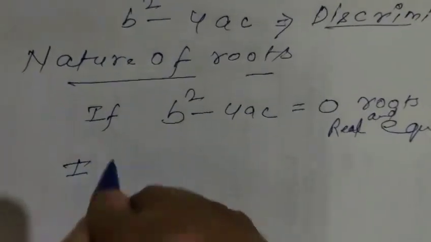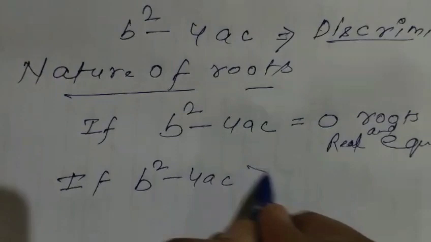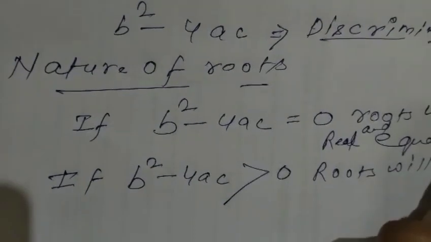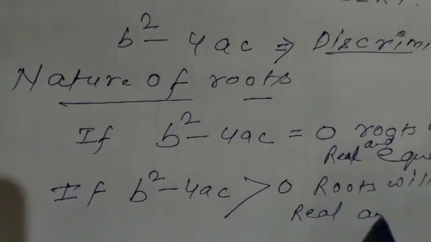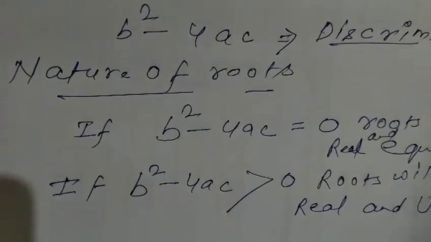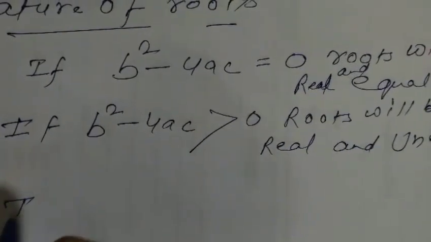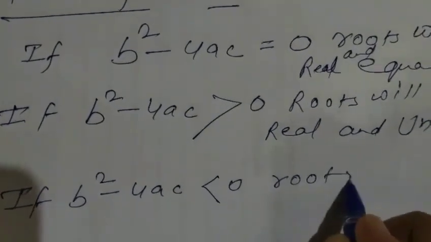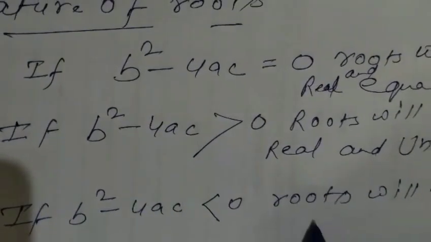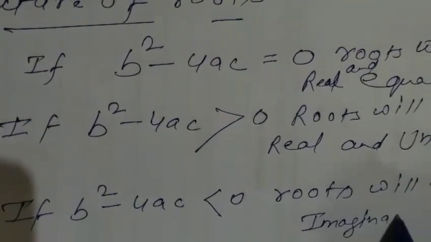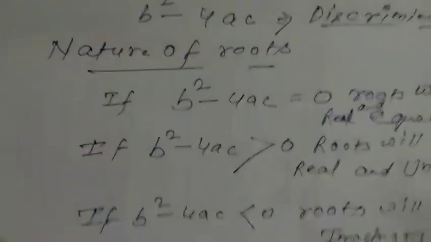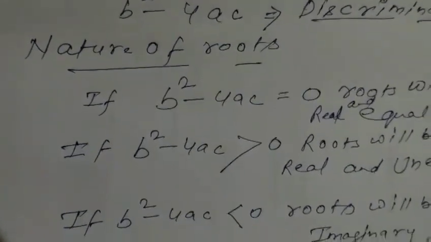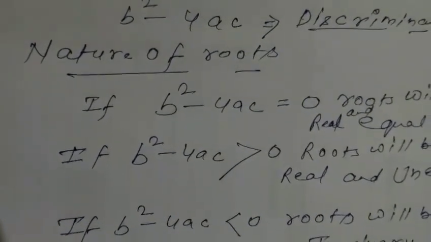If b square minus 4ac is greater than 0, roots will be real and unequal. If b square minus 4ac is less than 0, roots will be imaginary. This is the fourth one, nature of roots. Discriminant is b square minus 4ac. We have to decide the nature of roots.